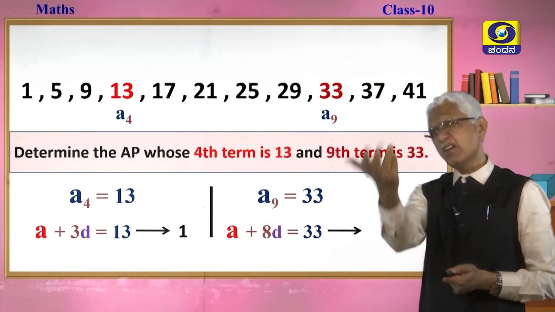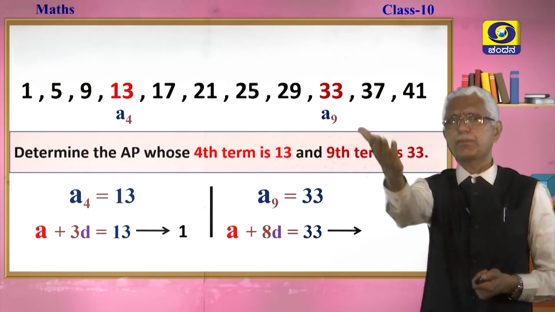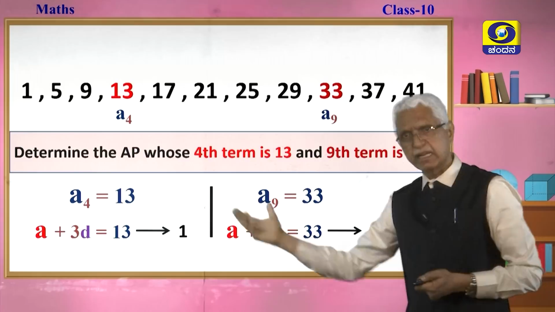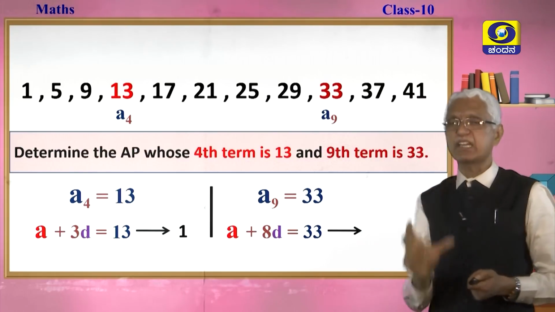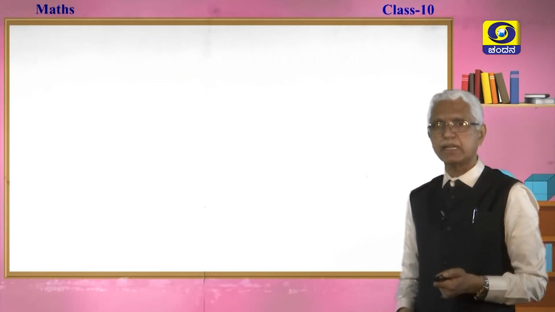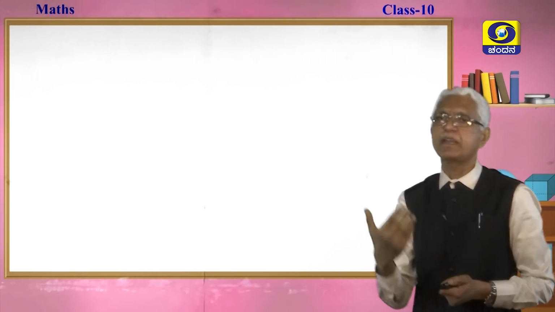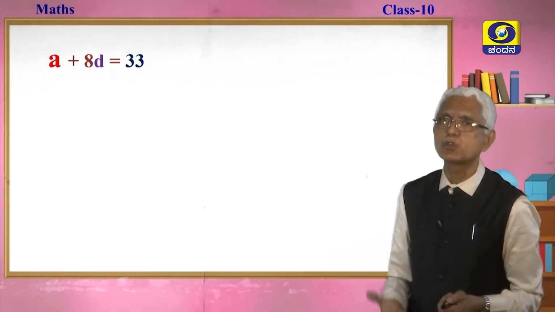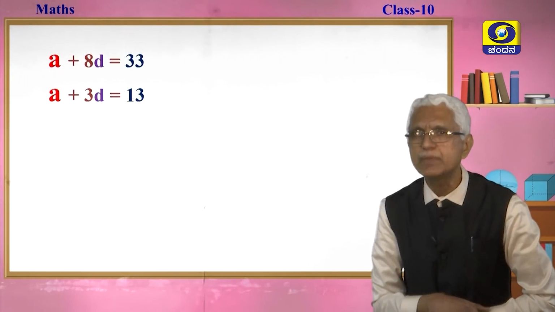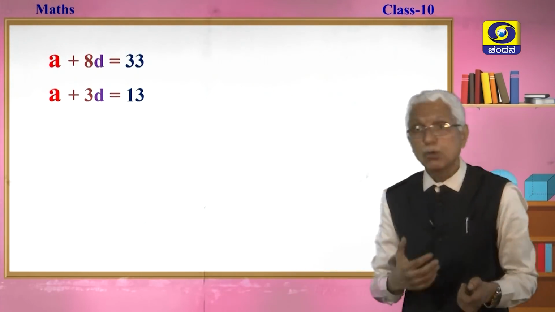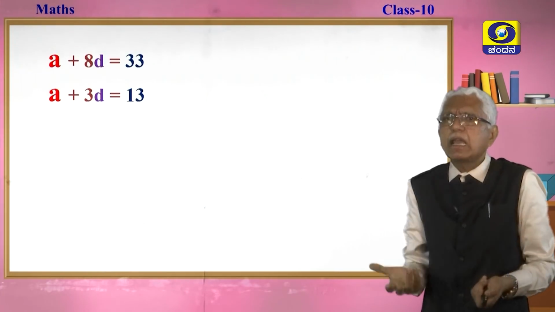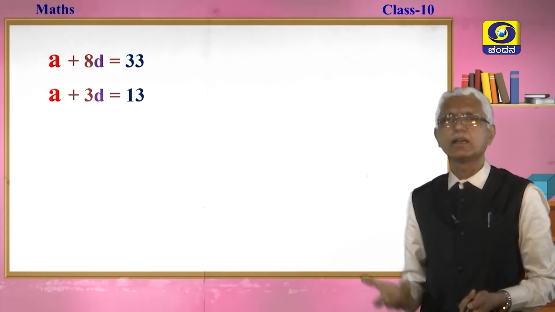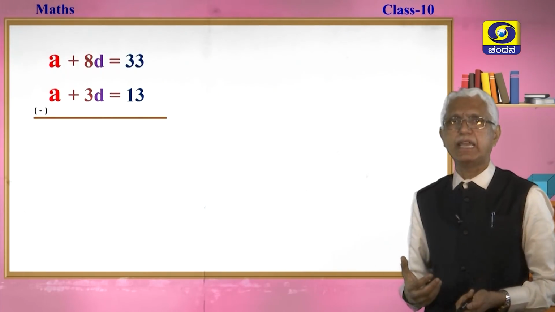What has happened? You have got a pair of linear equations now. a plus 3d is equal to 13 is one equation. a plus 8d is equal to 33 is another equation. You have got a pair of linear equations, correct? And you have learnt in your previous classes, in the lesson Pair of Linear Equations, how to solve. Shall we use the process of elimination? It's so simple. We eliminate a because they have the same coefficient. 1a, 1a, let them go.